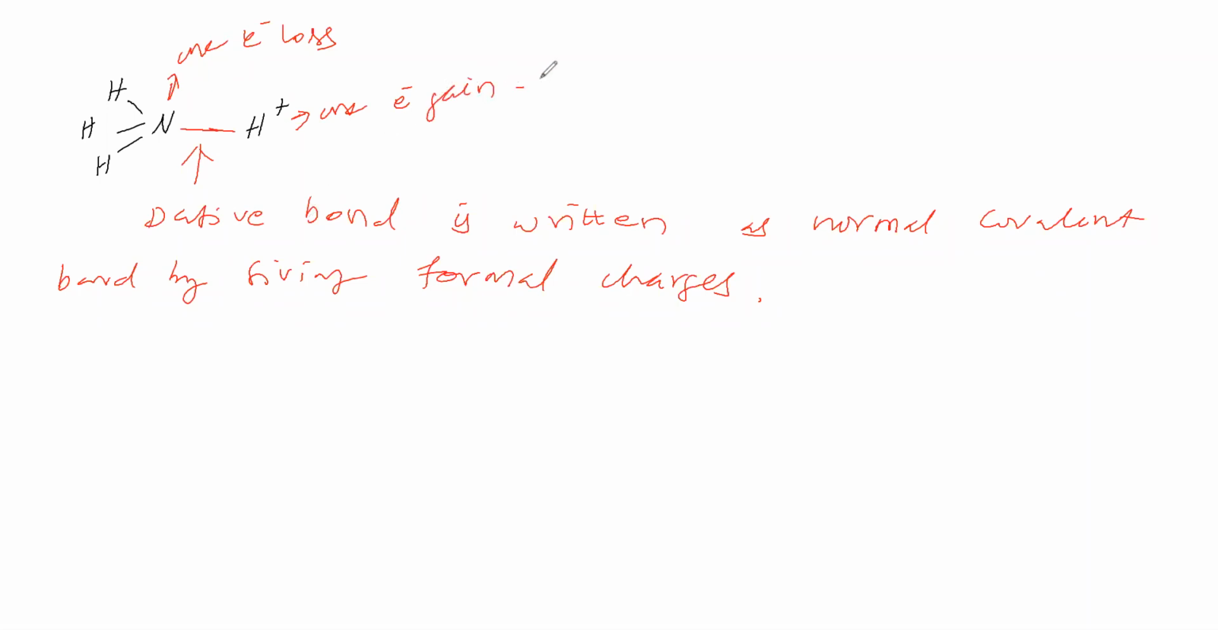One electron gain gives a -1 charge. One electron loss gives a +1 charge. So for this nitrogen, we have to give a +1 charge. For this H plus, we are giving a -1 charge. This is having +1 charge, we are giving -1 charge. So what is the net? 0. So 0 in the sense we need not write anything over this.